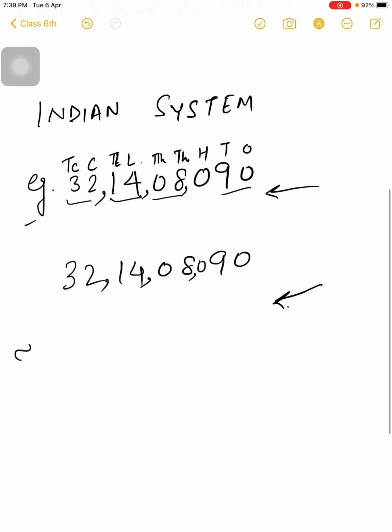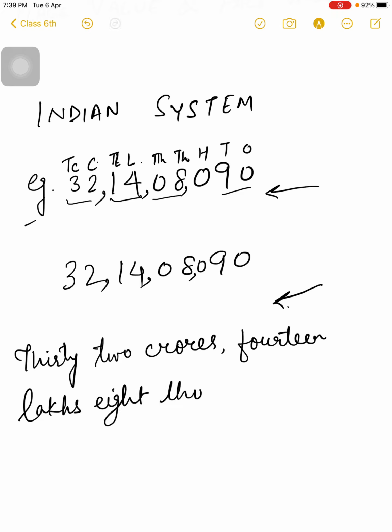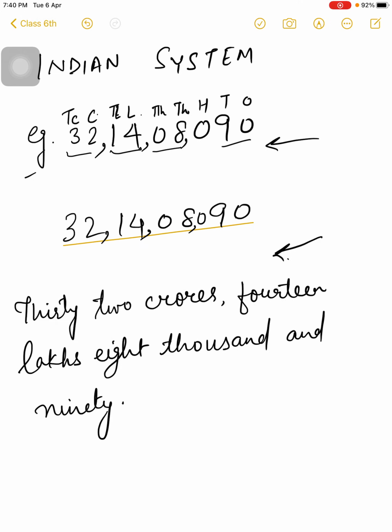It is 32 crores, 14 lakhs, 8,000 and 90. Fine, this is the Indian system of numeration.